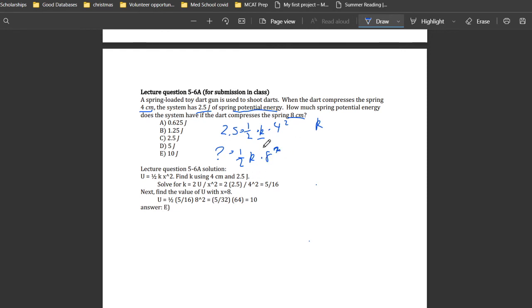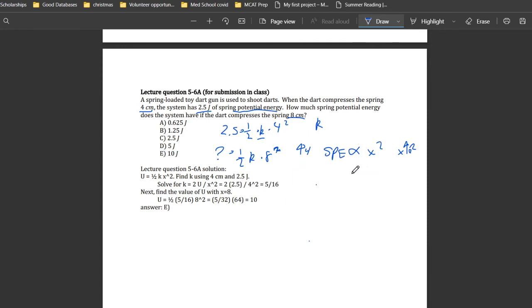Or we can set up a proportionality, and this way is a lot easier, because we can see that the spring potential energy, so SPE, is proportional to x squared. So when x increases by a factor of 2, so x increases by a factor of 2, the spring potential energy increases by a factor of 4.